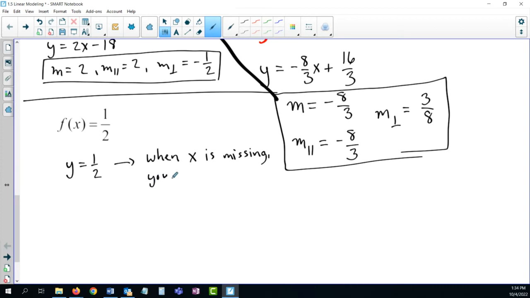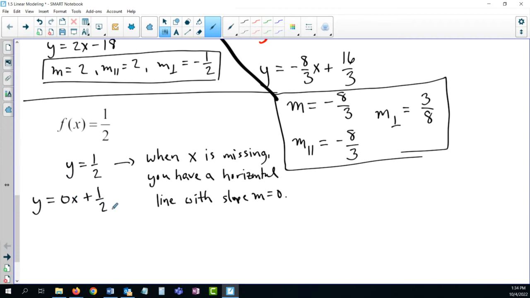What this is, a horizontal line with a slope of 0. All right, and why is that? Because x is missing. So you can expand this to think of it as y is equal to 0x plus 1/2. 0 times x just goes away. So I have a slope of 0.